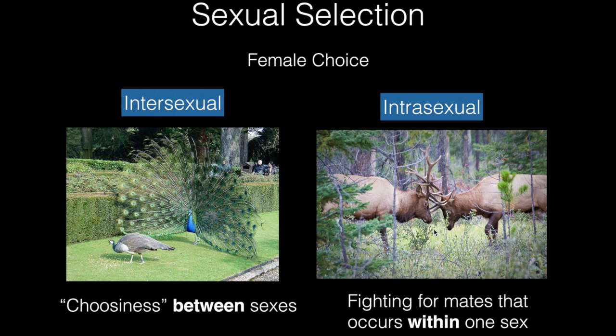In the intrasexual, meanwhile, you have fighting for mates that occurs within one sex. So in other words, these are two males, and they're fighting over, I think they're elks, actually, I might be wrong, but they're fighting over a female. So whoever wins this battle, whoever emerges the victor, will be able to tell the female, hey, look, I'm the victor. I have the genes that you need, essentially. And so the female will know that this guy is strong, and this guy will be able to provide for the family and for the next generation. So you have inter and intrasexual.